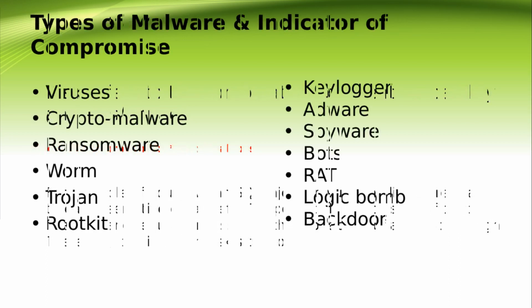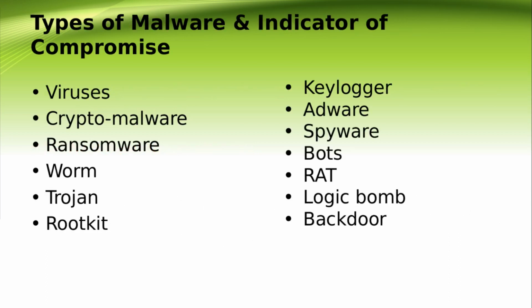We will now see the types of malware and indicators of compromise, one by one. Virus, what is a virus? You will get a clearer idea about this. What are viruses, crypto-malware and ransomware? What does a worm do? And what if a Trojan exists on the victim computer? We can see everything one by one.